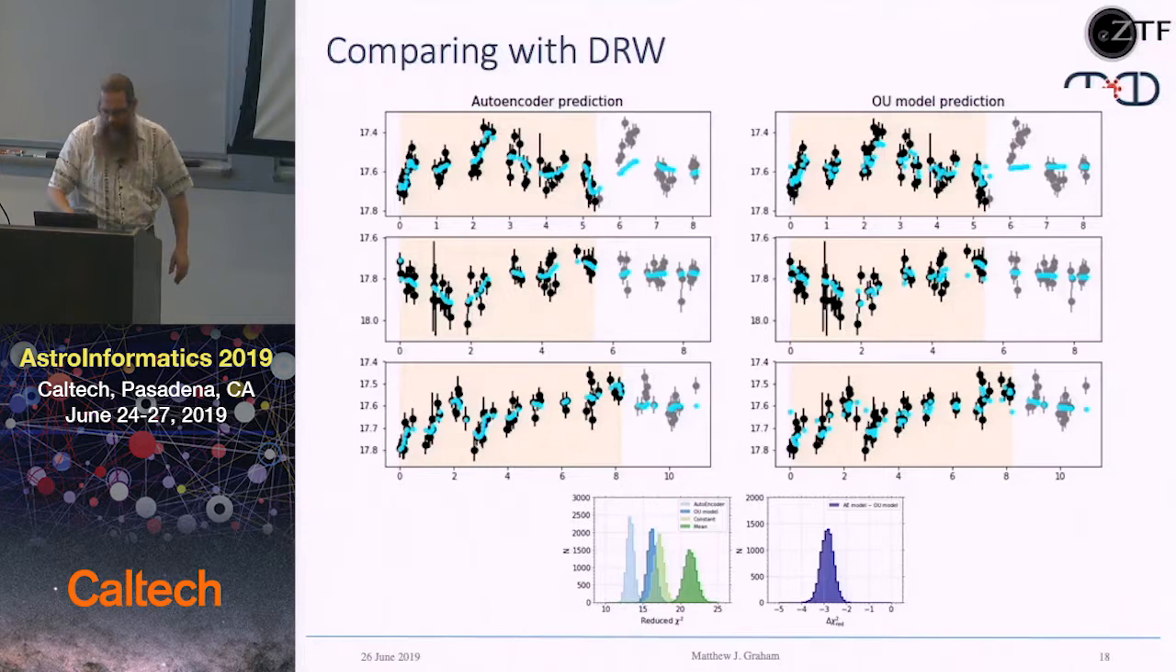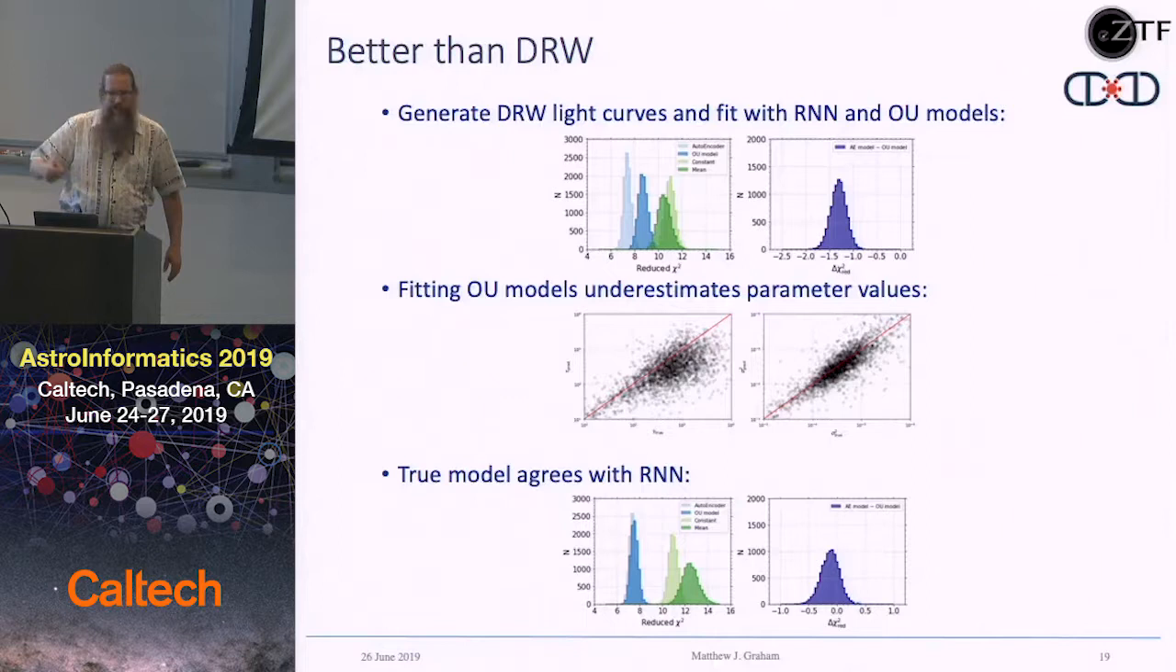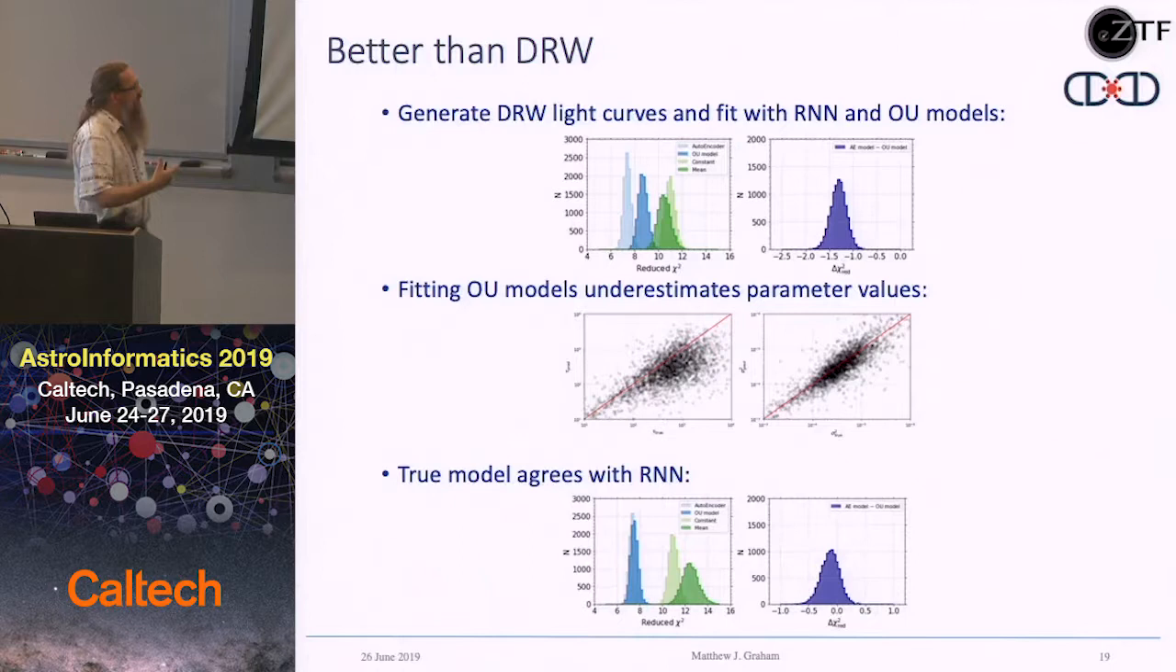If we simulate a damped random walk model and then try and recover the parameters, and we also apply the RNN autoencoder to those simulated damped random walks, we do better with the RNN autoencoder on the simulated random walk model than we do with the standard ways of retrieving the simulated data. And it's, again, because these standard techniques underestimate. So there's obviously nonlinear information in the light curve that the RNN is better at picking up than just the standard modeling.